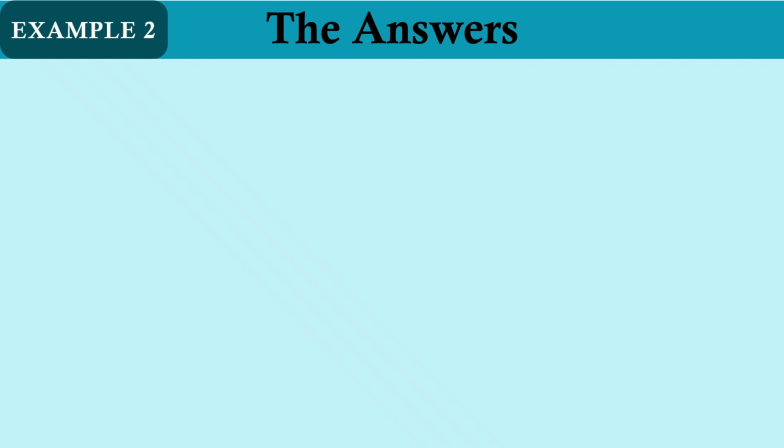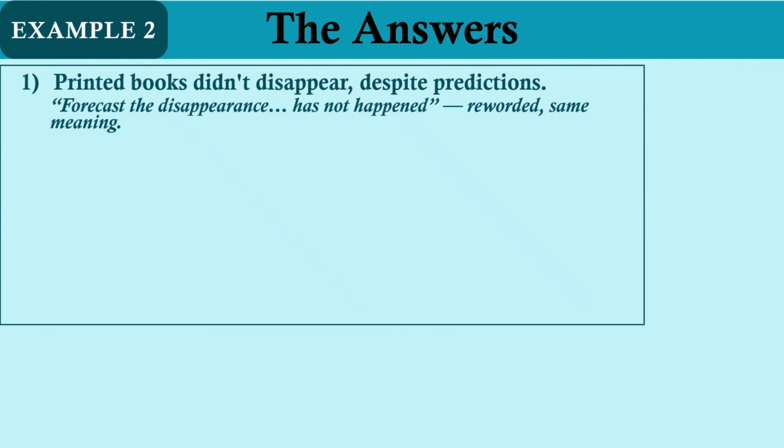Let's check the answers. Statement 1. Printed books did not disappear, despite predictions that they would. The passage tells us experts forecast the rapid disappearance, but that has not happened. The statement uses completely different words, but expresses the exact same meaning. The answer is true.